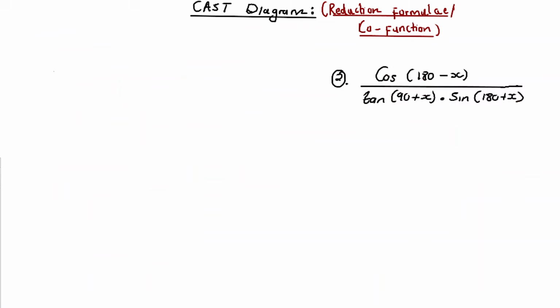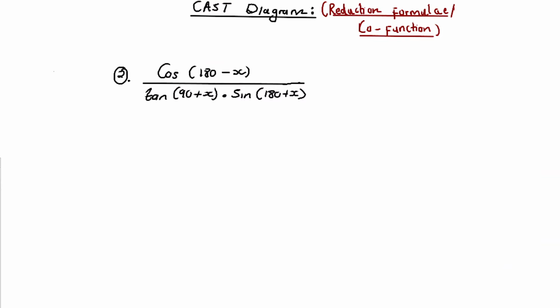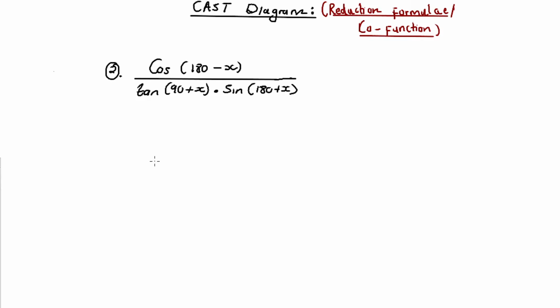Let's take one last example. Let's take this one. Maybe let me drag it to the left hand side. Let me drag it to this side. Okay, let's use the CAST rule again, the CAST diagram. Why am I using the CAST diagram? It's because I have a reduction formula, but here I also have a co-function, right? So it means I need the CAST diagram.